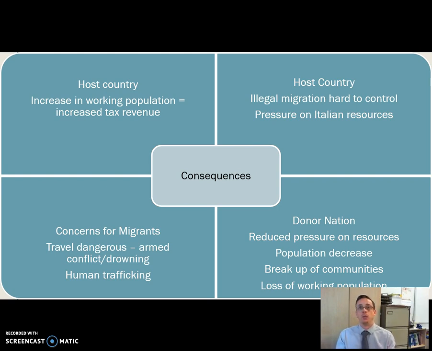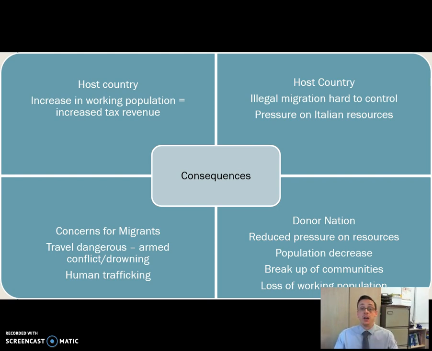It's all well and good me saying that these migrants are moving to the quote-unquote EU, but if they land on Italy's shores, Italy has to deal with them then and there, and the Italian government need to deal with the pressure that puts on them.